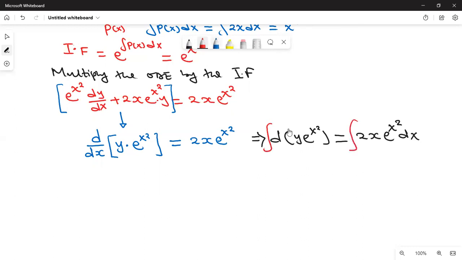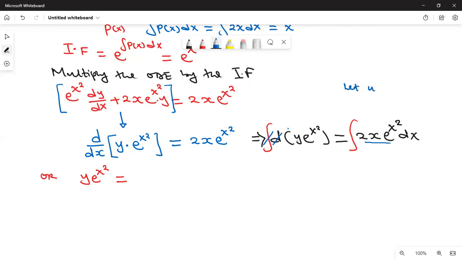Integrate. And I told you that integral and derivative are inverses of each other. So on the left-hand side, those two will cancel out so that we only remain with y times exponential x squared. So y times exponential x squared should be equal to, the question is, how do you integrate this? Somebody will use integration by parts, but will it work? The easiest is using the u substitution.